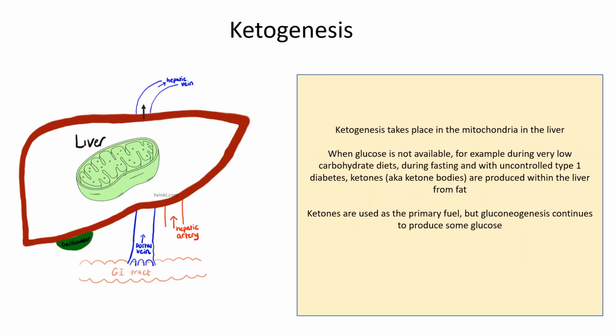Ketogenesis takes place in the mitochondria in the liver. When glucose is not available, for example during very low carbohydrate diets, during fasting and with uncontrolled type 1 diabetes, ketones, which are also known as ketone bodies, are produced within the liver from fat. Ketones are used as the primary fuel, but gluconeogenesis continues to produce some glucose.